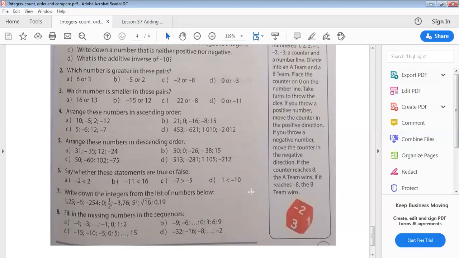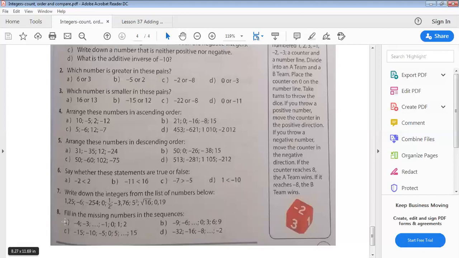For question 7, write down the integers from the list of numbers below. So please remember, integers include all of the whole numbers 0, 1, 2, 3, 4, and so on, as well as the negative numbers. Fractions and decimal fractions are not part of integers. Numbers that are squared, so exponents and square roots, are also not integers. So only write down the integers from the list below.